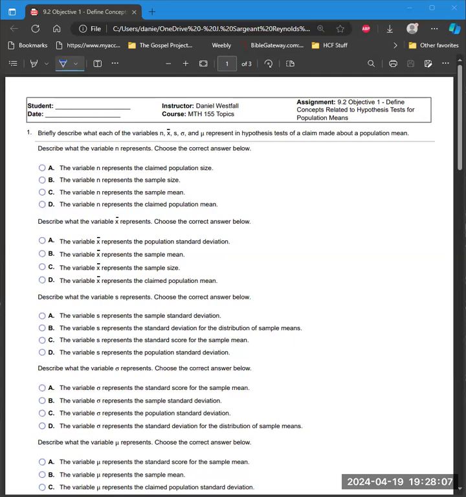First, the variable n represents the sample size. X bar represents the sample mean. So that's B. S represents the standard deviation of the sample. So that's A.